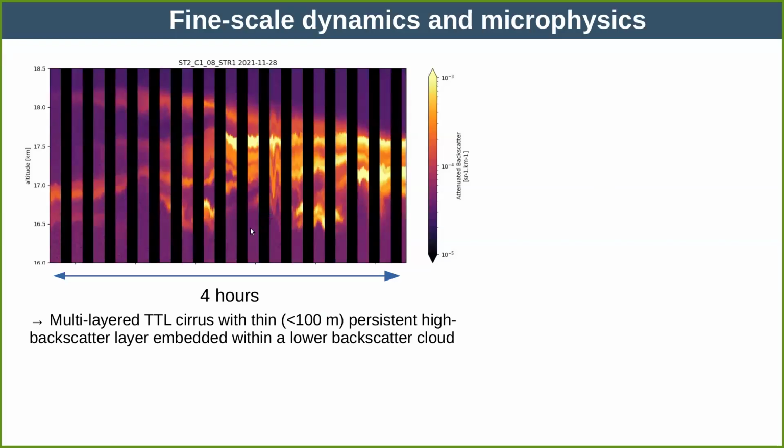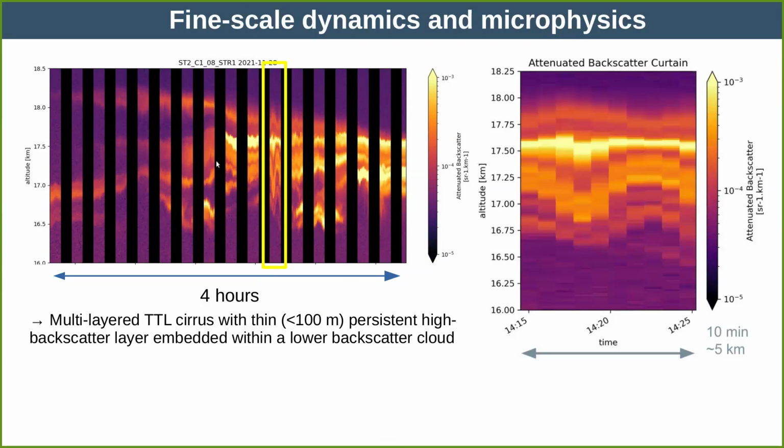So this is an example of a highly multi-layered TTL cirrus with very thin persistent high backscatter layers that are embedded within a lower backscatter cloud. Zooming inside this picture, we see that those different layers undergo a quite strong vertical excursion, and we attribute that to waves and dynamics passing by.